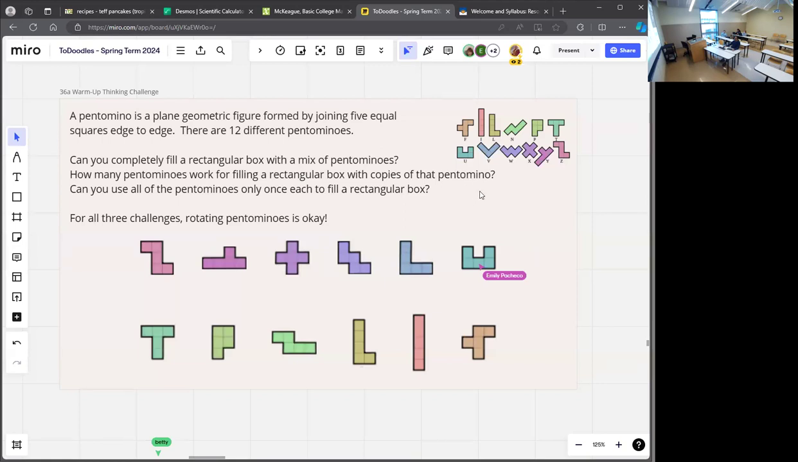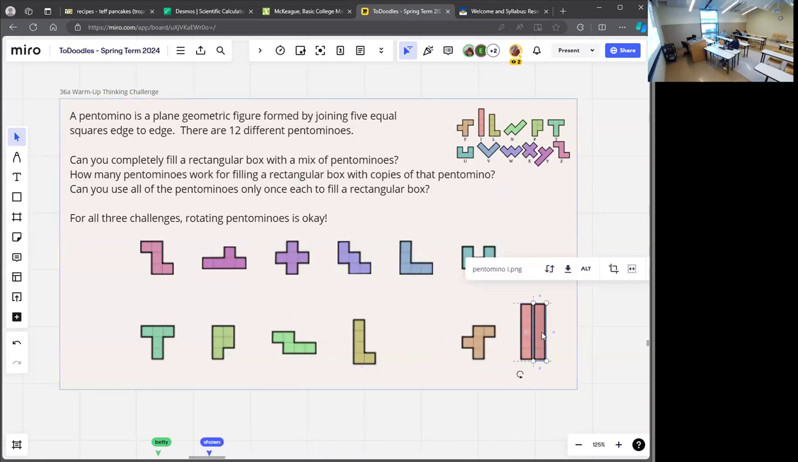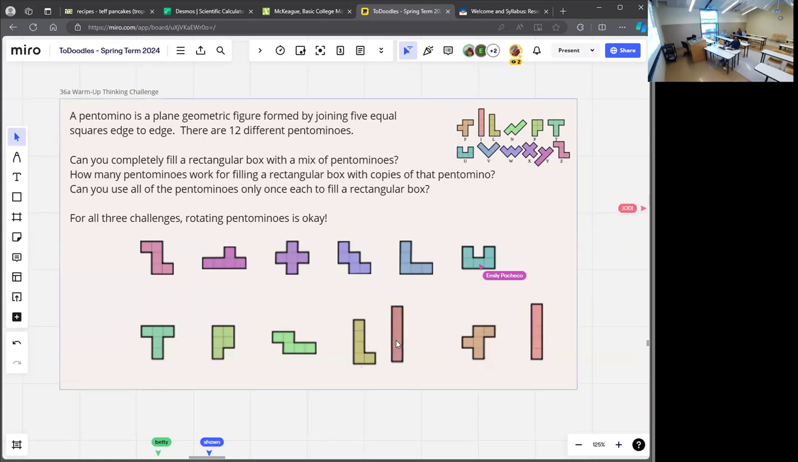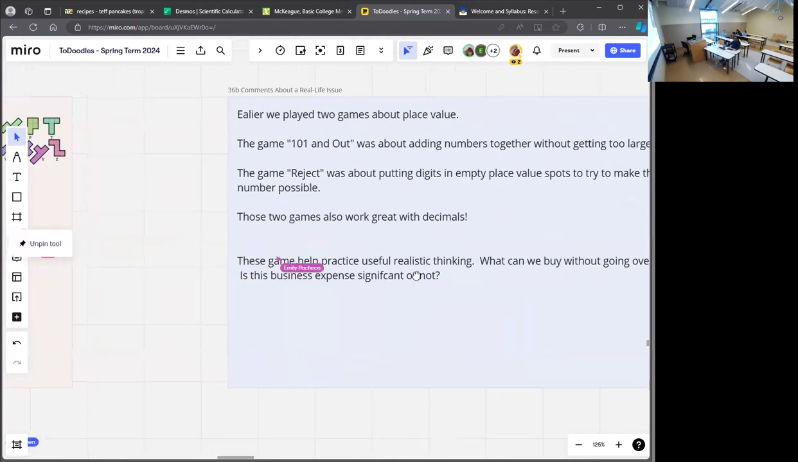But which of these can you make a rectangular box with? Clearly you can with the one that's a line up and down, it's already a box, right? Or you can make one more and say, look, there's a bigger box. But which other ones could you make a box out of, if I snug them together the right way, and I'm allowed to rotate it?